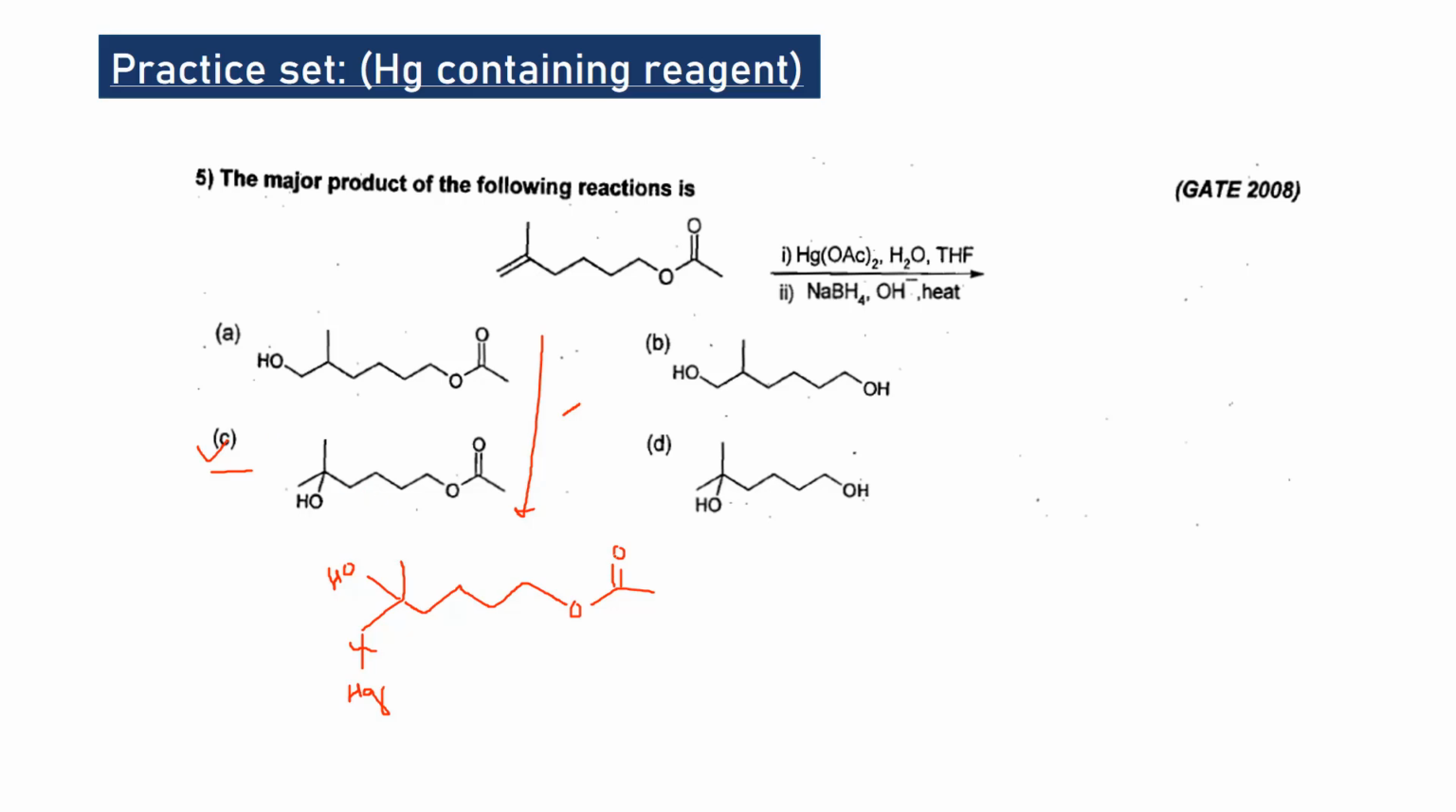Now, NaBH4 will not only reduce this carbon-mercury bond, it will also reduce our ester group. So in the presence of ester, this will attack here and this opens up. So the correct option is option D. Correct option is option D.